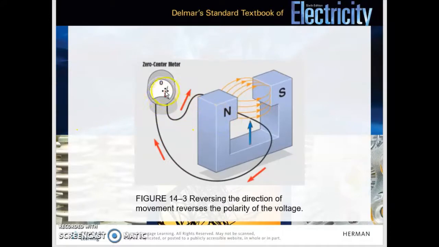Now we have the same meter, the same wire, the same magnet. North is on the left, south is on the right, and now the conductor is moving up through the magnetic field. A voltage is induced onto the conductor, and now because we're moving the wire in the opposite direction, we're getting a positive voltage.